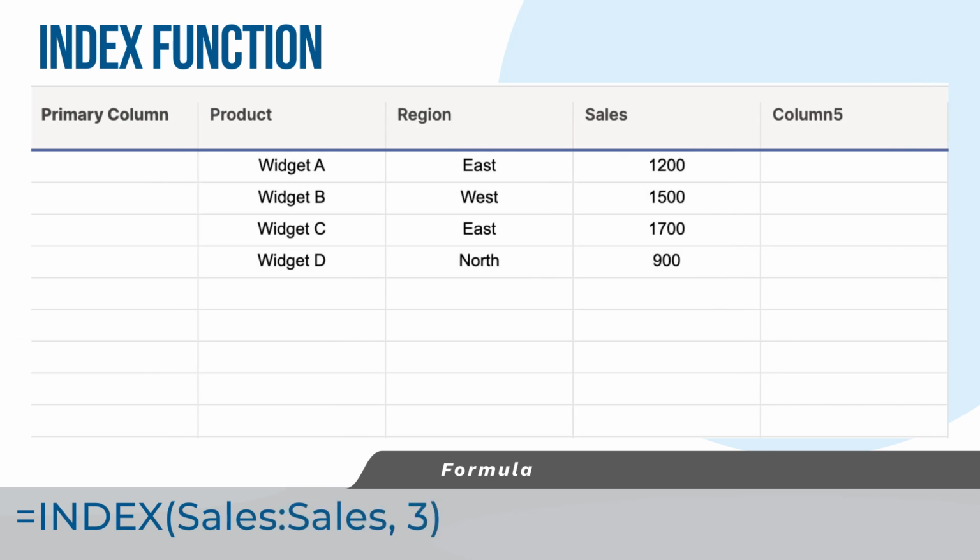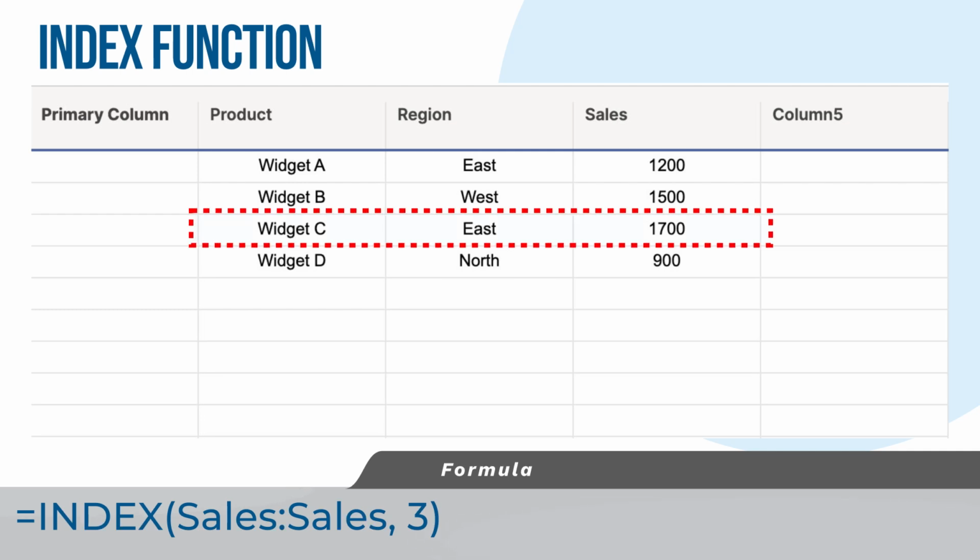Let's start by setting up our data. Imagine you're tracking sales for different products across various regions. We want to retrieve the sales figure for a specific product and region. Let's say we want to find out the sales for widget C in the East region.